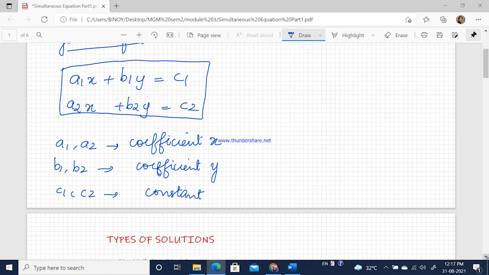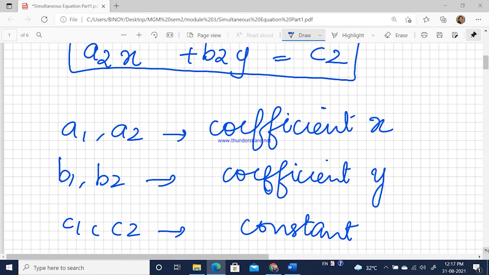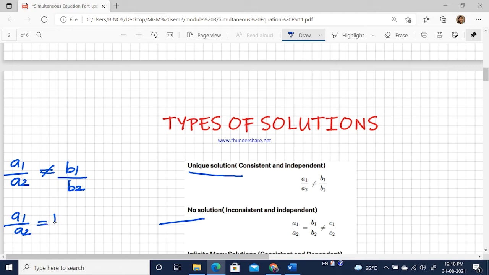Now let's see what are the types of solution. The types of solution consist of three. One is a unique solution. In order to find that a solution is unique, you need to see whether a1 by a2 is not equal to b1 by b2. The second one is no solution, where a1 by a2 equals b1 by b2, not equal to c1 by c2.